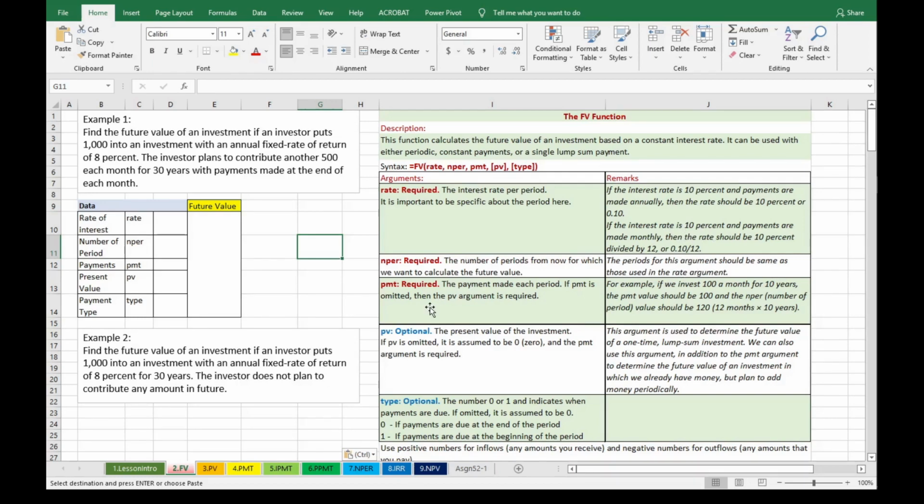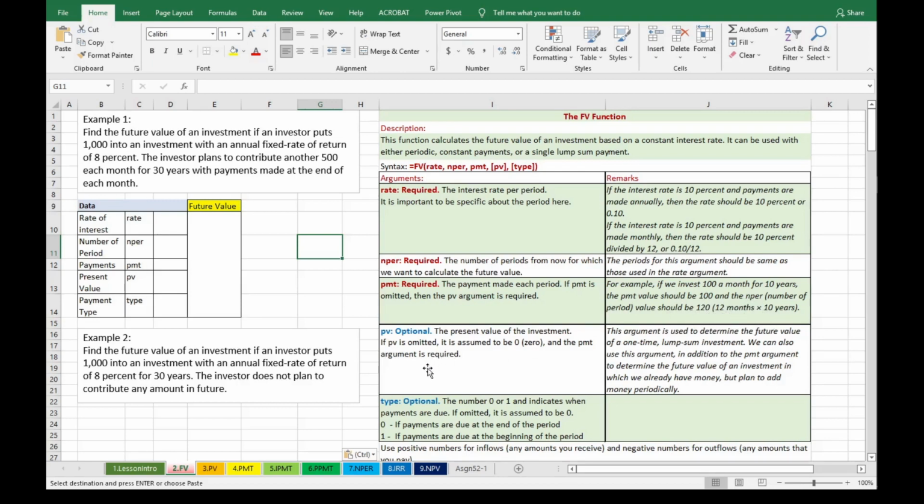Then PMT is also required argument. This is the payments made each period. If PMT is omitted, then the PV argument is required. So PV argument is required if PMT is omitted. And PMT means it is the payments made each period. For example, if we invest 100 a month for 10 years, the PMT should be 100 and the NPER, that is number of period value, should be 120, that is 12 months times 10 years.